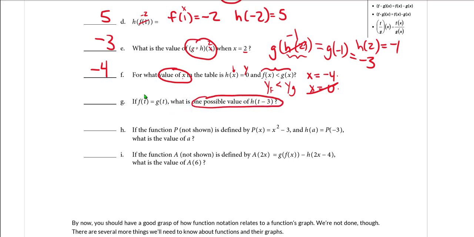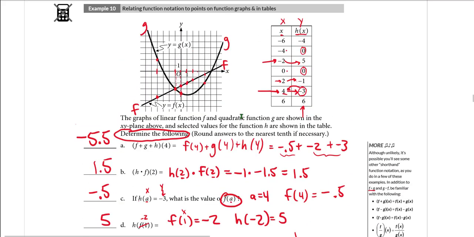If f of t equals g of t, what is one possible value of h of t minus 3? So again, all this means is we're looking for a point where these two functions, the f and the g function, intersect, where the y values are equal. That means a point of intersection. There are only 2 points of intersection between those two functions. There is one here, and there is one here.